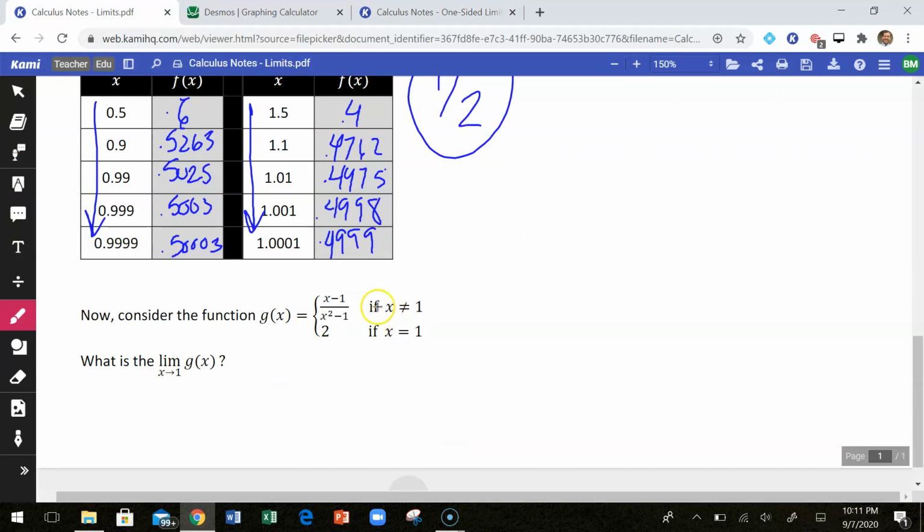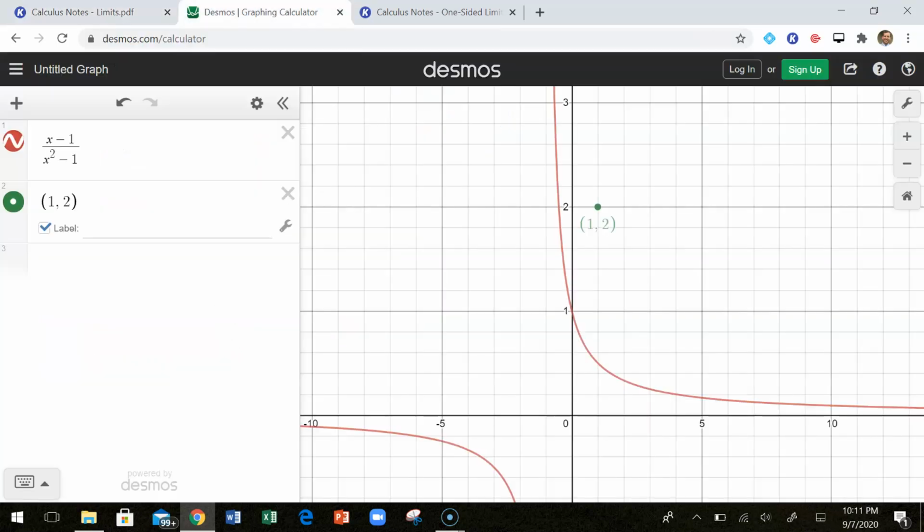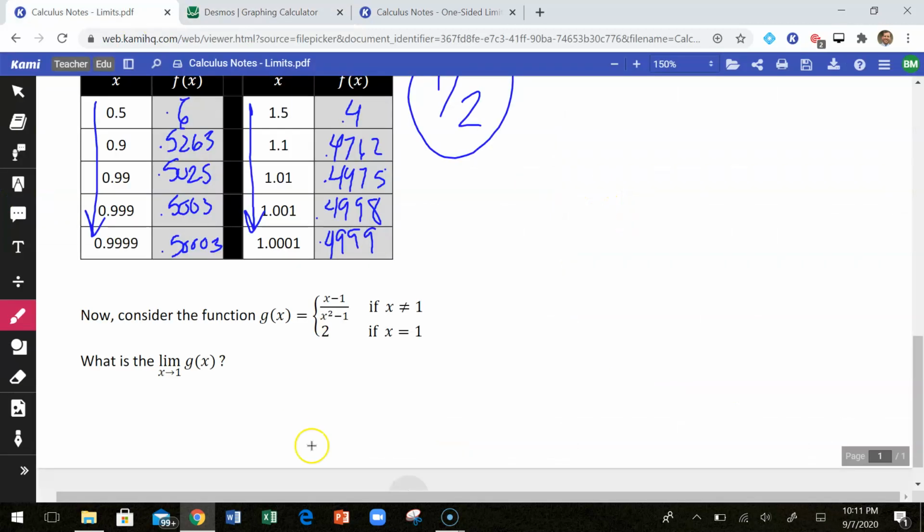Okay, so for everything other than 1, we're using x minus 1 over x squared minus 1. But if x is 1, then the y value is 2, which means we have the coordinate point 1, 2. The question is, what is the limit? Okay, so again, as I'm approaching 1, what are my y values going towards? When you're dealing with a limit, it doesn't actually matter what's actually happening at that point. Okay, so I'm not really going to be concerned about what is actually happening at 1.